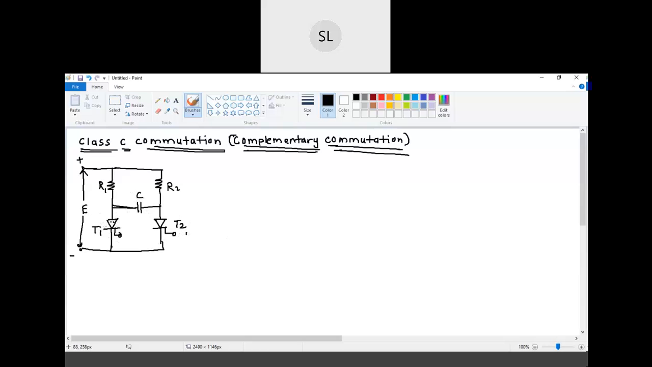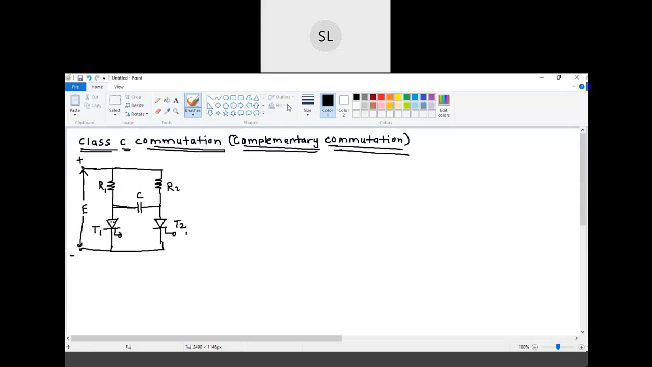Which will provide reverse bias to this T1 and T1 will be turned off. So that is why this is called a complementary commutation. Okay, an already conducting thyristor has been turned off by turning on another SCR. So this is why it is called a complementary commutation. So let us have a look at how the circuit works.